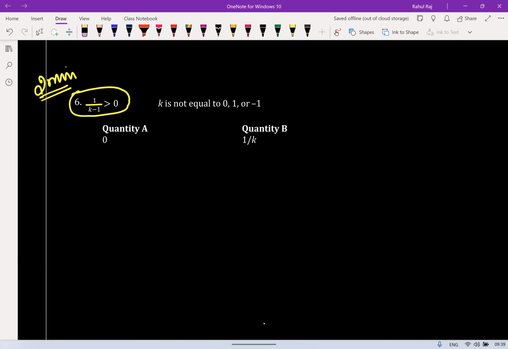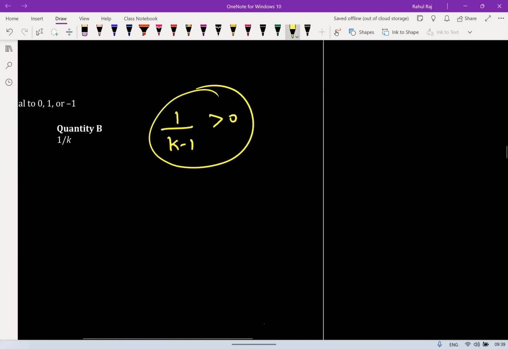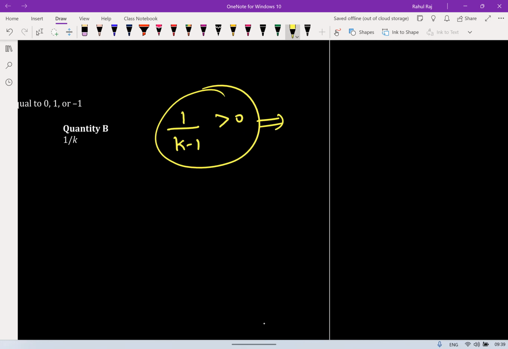Yes, boss. So the question says what? That 1 over k minus 1 is greater than 0. Now tell me one thing, Alexa. Let's not get into quantities and all. Let's try and evaluate this. When is this condition possible, Alexa?